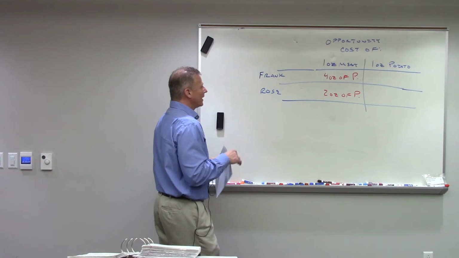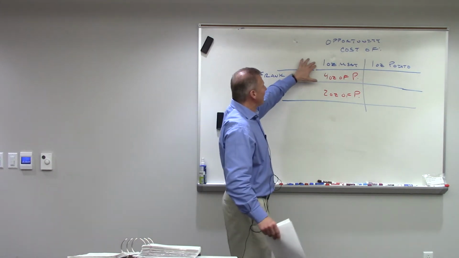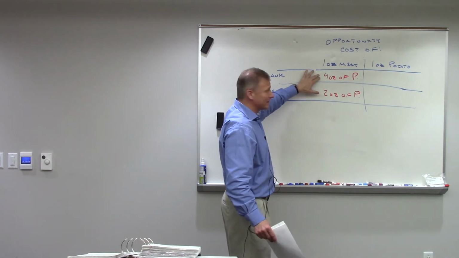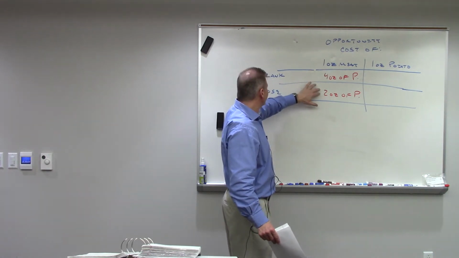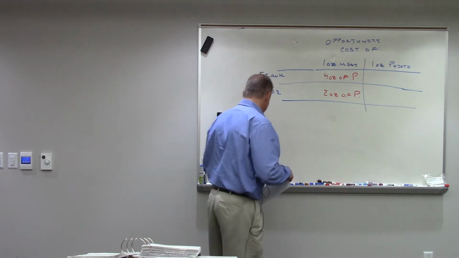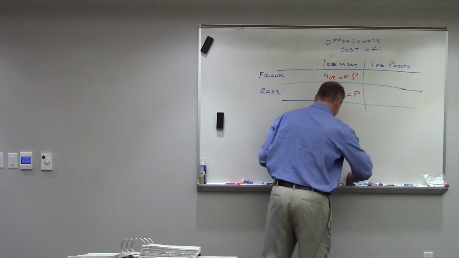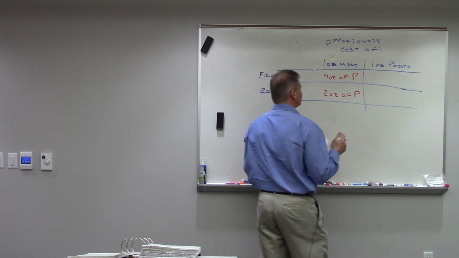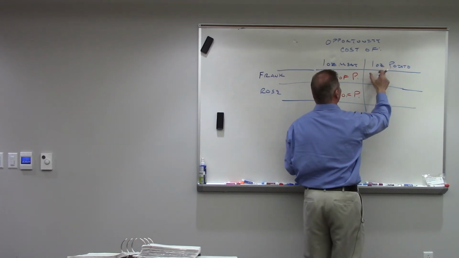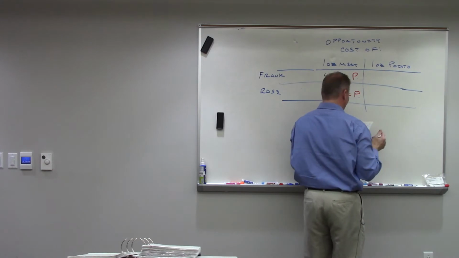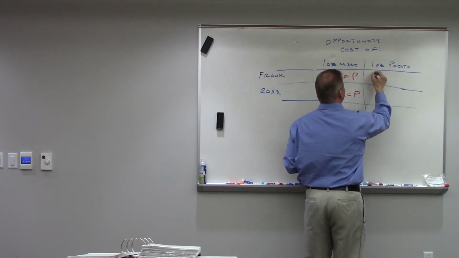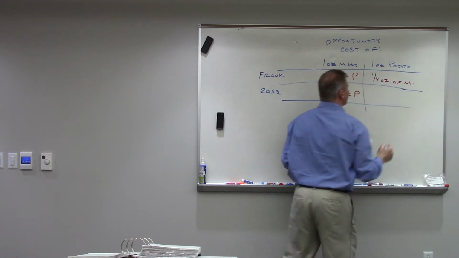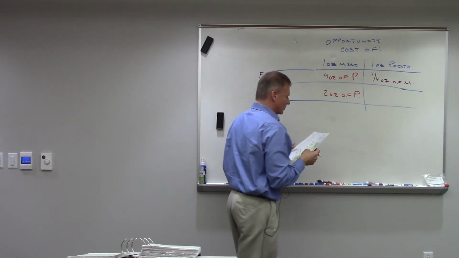Okay, now again, to produce 1 ounce of meat, it costs Frank 4 ounces of potatoes. That's what he could do. It's pretty expensive for him. And for Rose, it's 2 ounces of potatoes. Okay, let's use a different color yet here. All right, and let's look. What does it cost Frank to produce 1 ounce of potatoes? It's actually 1/4 ounce of meat.